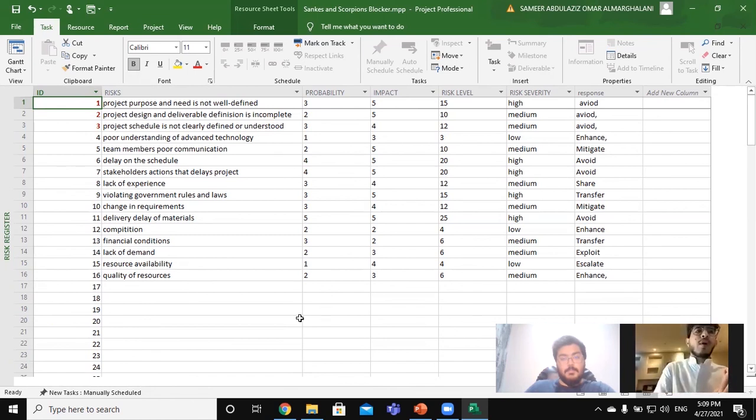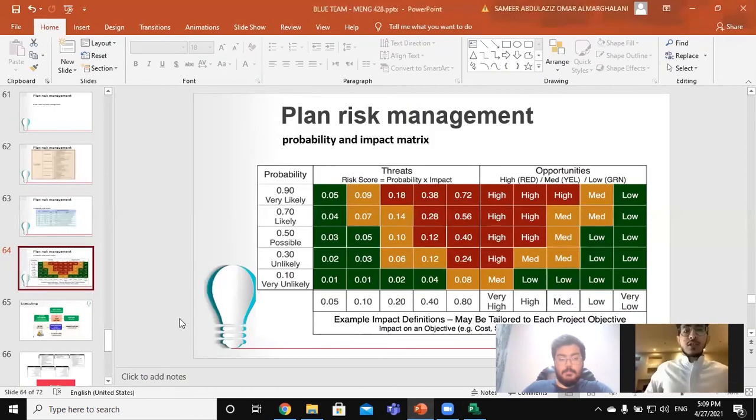And the project design and development definition is incomplete. The probability is 2, the impact is 5, and the risk level is 10. The risk severity is medium. Also, we need to avoid this. Maybe we have some example about financial condition: the probability is 3, the impact is 2, the risk level is 6. It is medium, but the response about this is that we need to transfer it. And now go to the presentation.